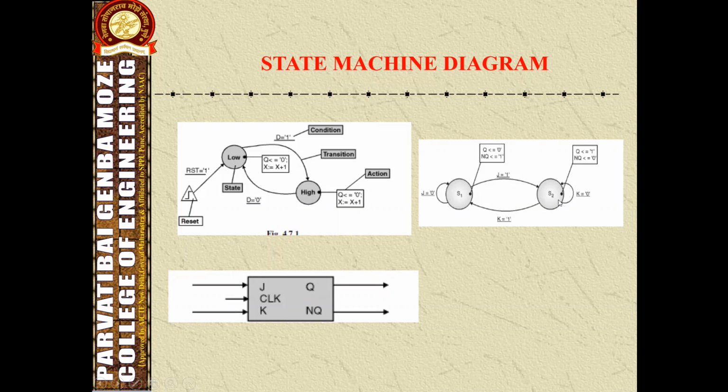Then if J is 1, it will remain unchanged. When J equals 0, it will again change the state from S2 to S1. This is the state diagram of the JK flip-flop. The state diagram includes all basic diagram items, which are states, transitions, conditions and actions.